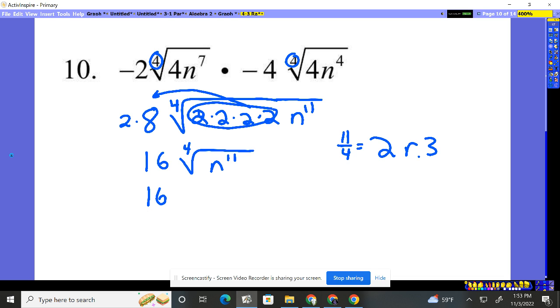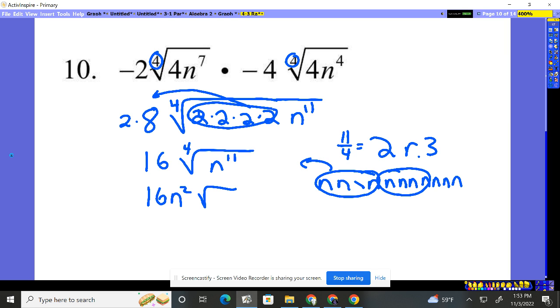Okay, so we know there'd be 2 groups. If you don't believe me, look. Here's 11. 1, 2, 3, 4, 5, 6, 7, 8, 9, 10, 11. There's a group of 4. There's a group of 4. I have 2 groups with how many left over? 3. So I'm going to have n squared outside because I'm going to pull him out and him out. Left on the inside is going to be n to the what? 3rd. And don't forget to put a little 4 there in the index spot. So there's our answer to number 10: 16n squared, 4th root of n cubed.